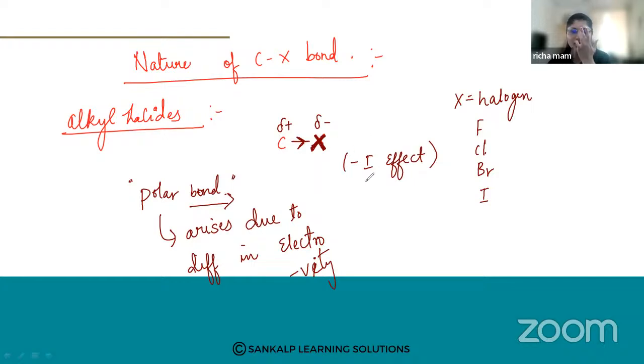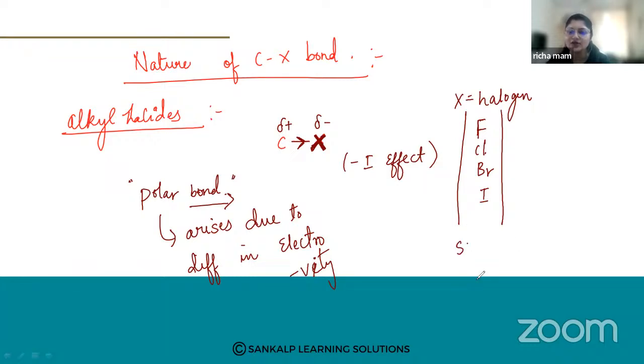Now, what will happen to the electronegativity? Now as you see, in a group, the halogens are arranged like this. Okay, how they are arranged? So as you go down the group, what will happen to the size?